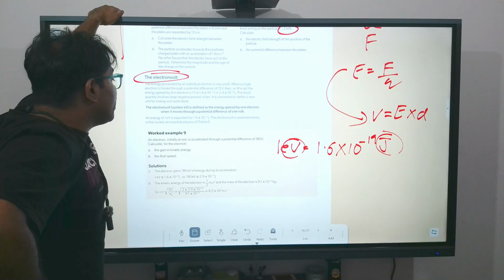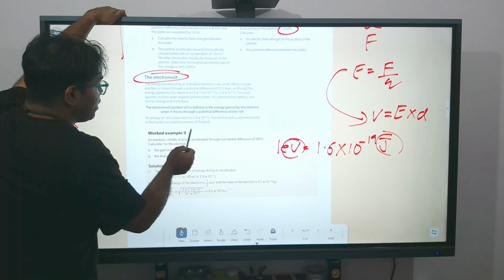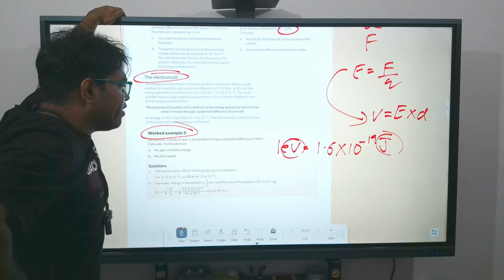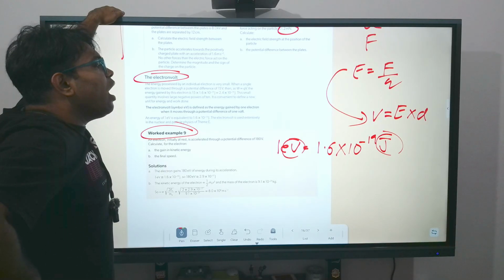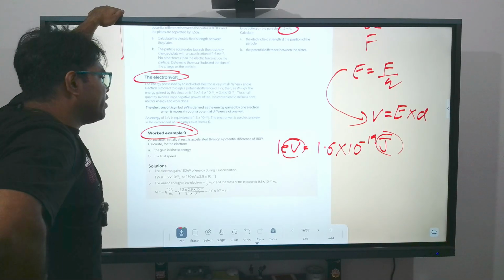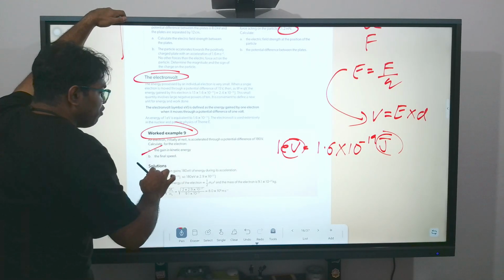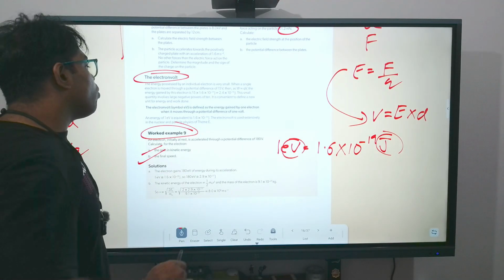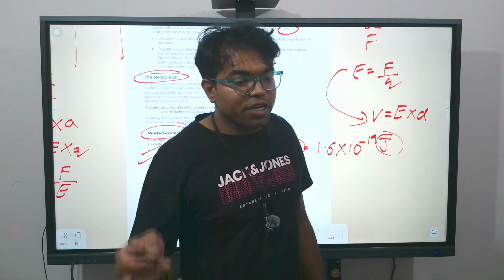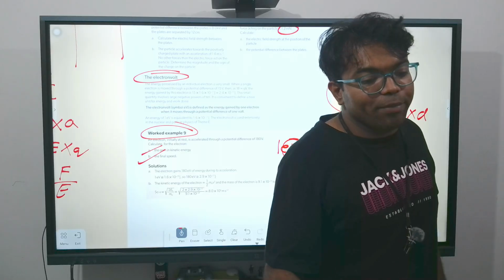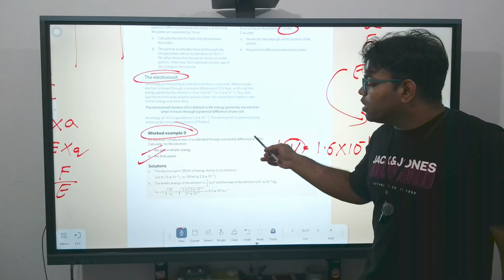Okay, worked example number 9. An electron initially at rest is accelerated through a potential difference of 180 volts. Calculate the kinetic energy and the final speed of the electron. So what do we know? We know the charge of the particle because they have specifically mentioned the electron, and we also know the potential difference.